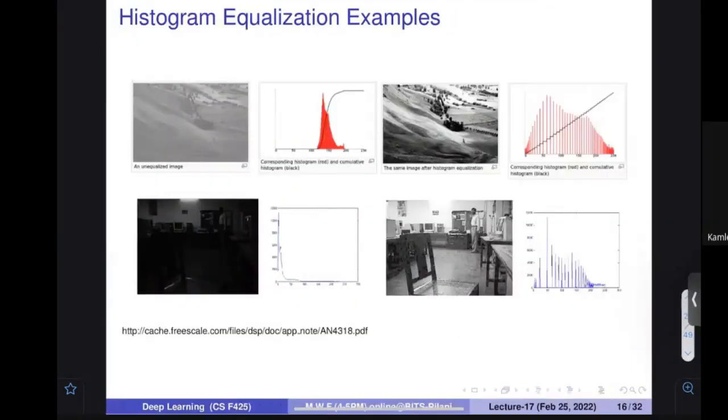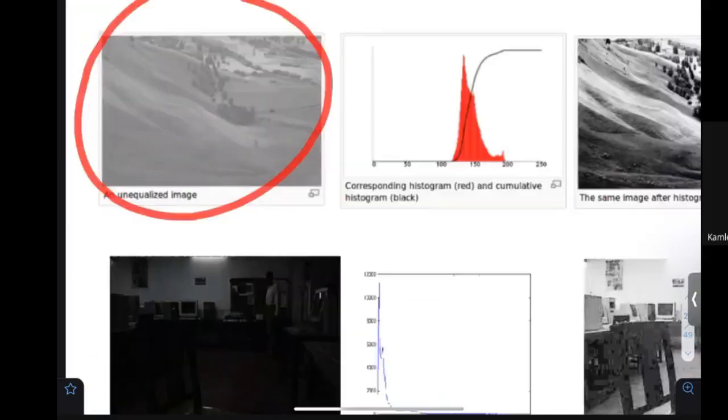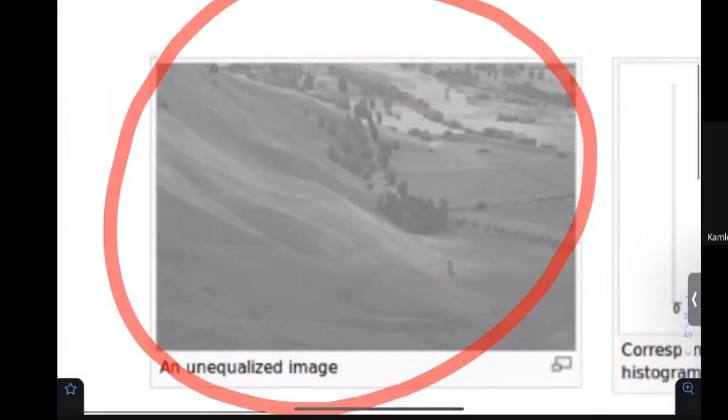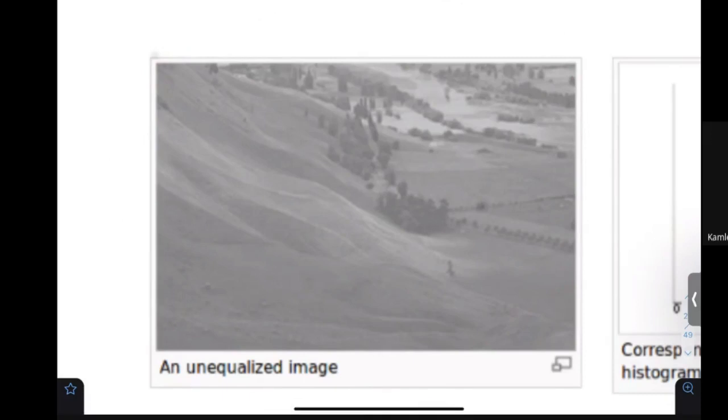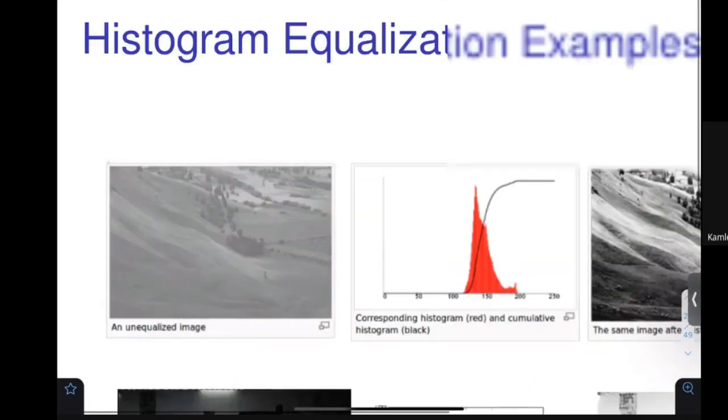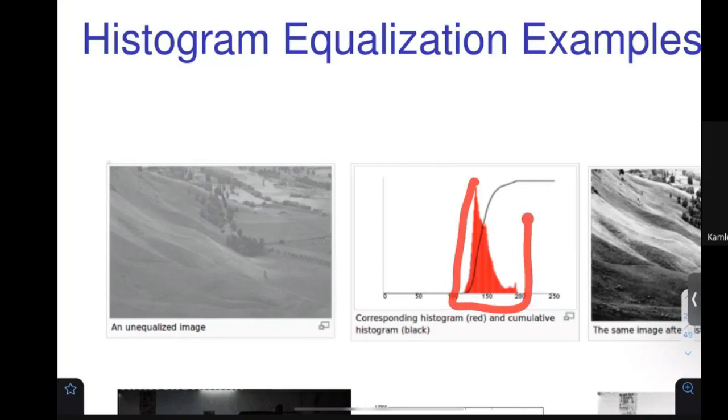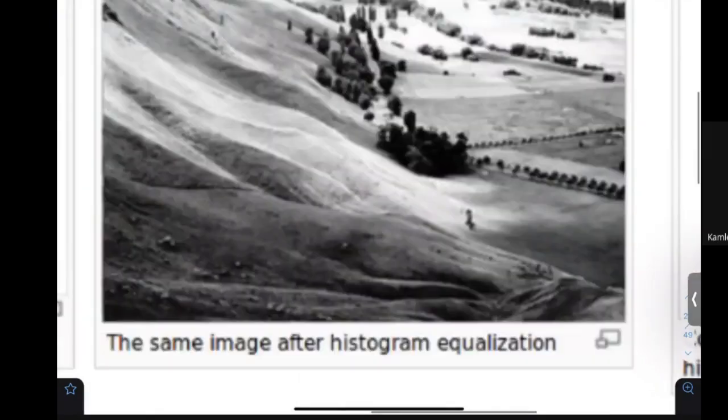Let me tell you some very interesting ideas. Can you see this image, and do you understand that this is a good image? So looks like that. If you see, the histogram of this particular image is this. If you apply histogram equalization using this kind of curve, what are you going to get? You are going to get this kind of image.